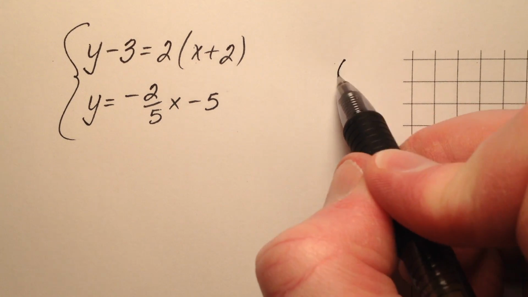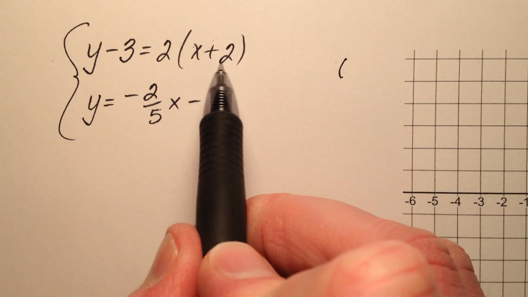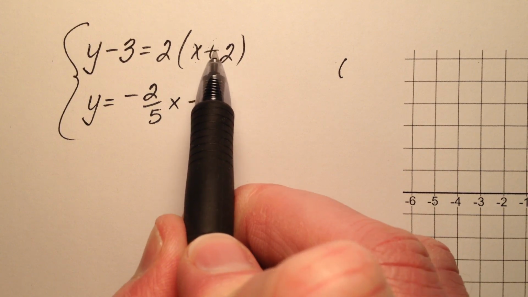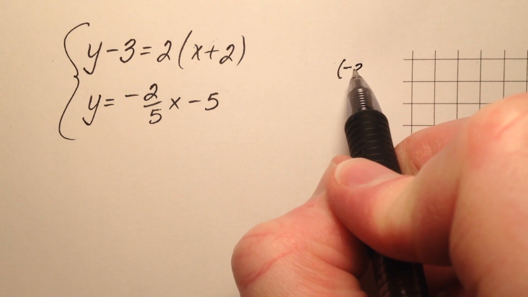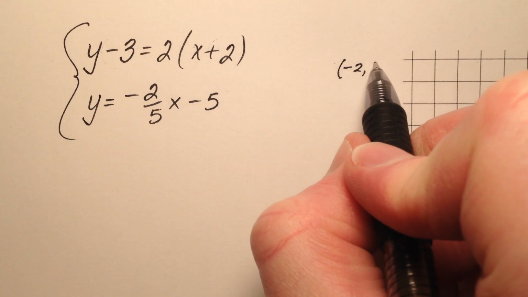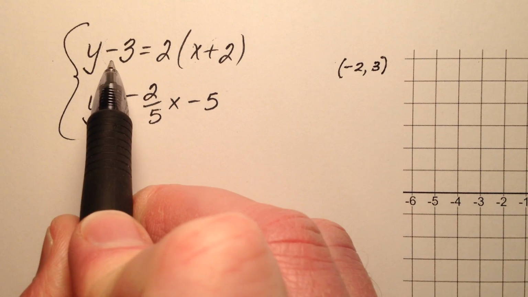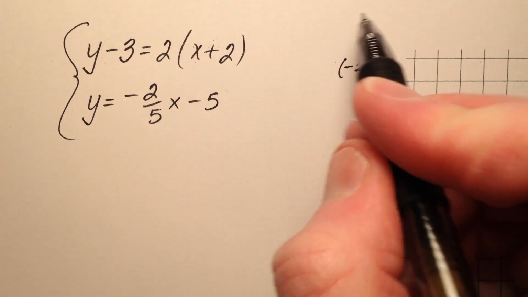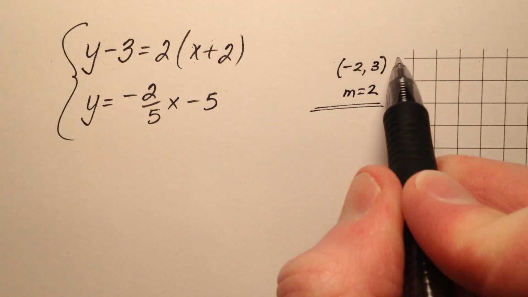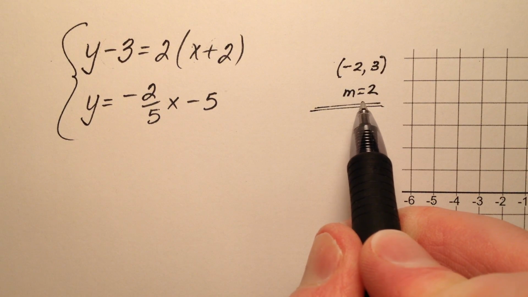So the initial point that I'm going to use from this equation, the x-coordinate will be a negative 2, because from the general form of the equation I'm going to change this sign. So negative 2, and my y value is a positive 3. Again, changing that sign because of the equation. Okay, my slope is going to be a positive 2. So that's enough information to graph this first line.